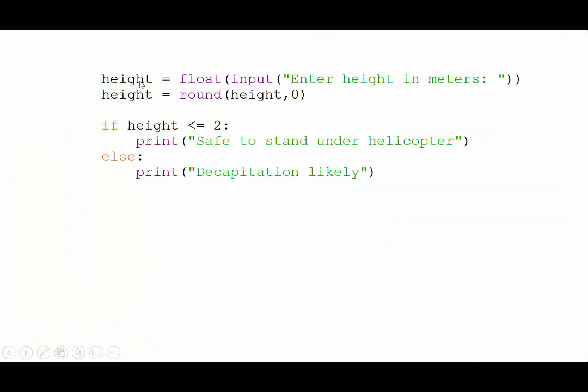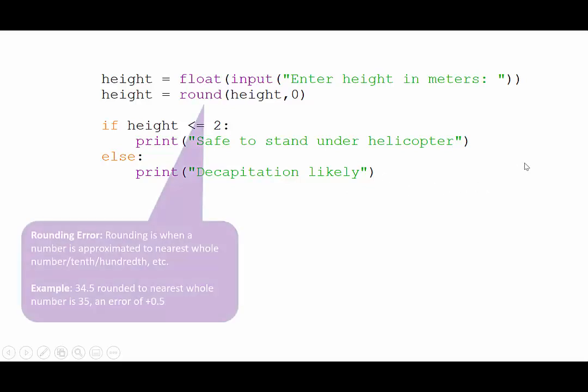We've got somebody asking to input their height. Again, pause the video if you want to have a little go at doing this yourselves, but we're going to go through the answers now anyway. So asking somebody to enter their height in meters, it's then going to round their height to 0 decimal places, and it's going to say if the person's height is less than or equal to 2, then they're safe to stand under the helicopter. If not, then decapitation is likely.